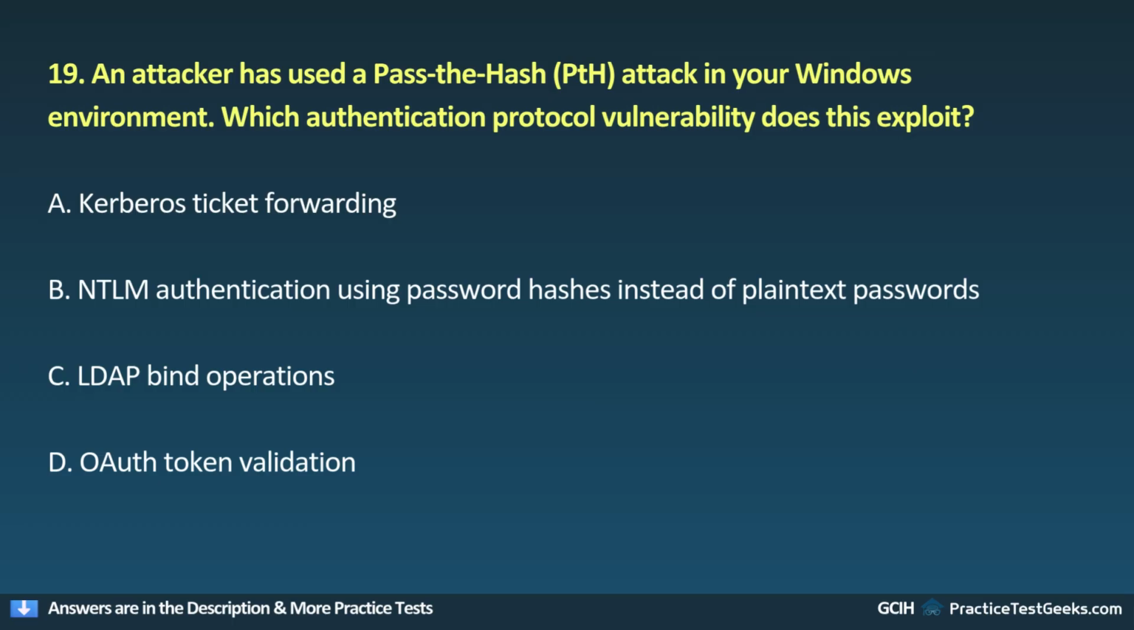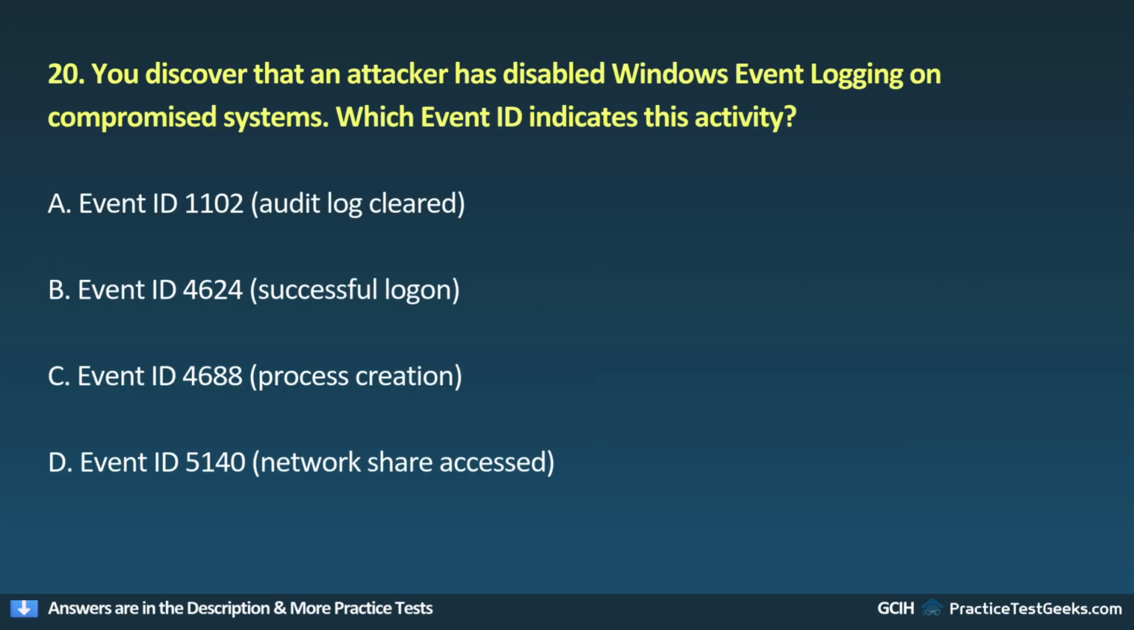19. An attacker has used a pass-the-hash, PTH, attack in your Windows environment. Which authentication protocol vulnerability does this exploit? A. Kerberos ticket forwarding. B. NTLM authentication using password hashes instead of plaintext passwords. C. LDAP bind operations. D. OAuth token validation.